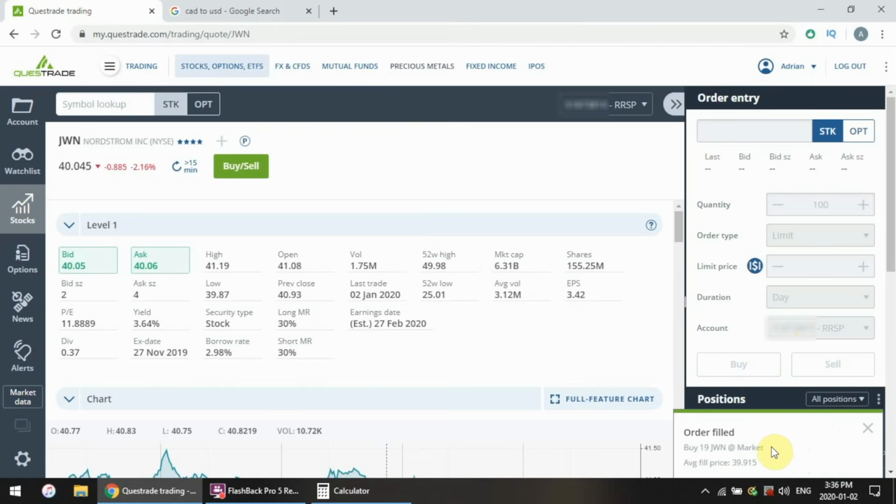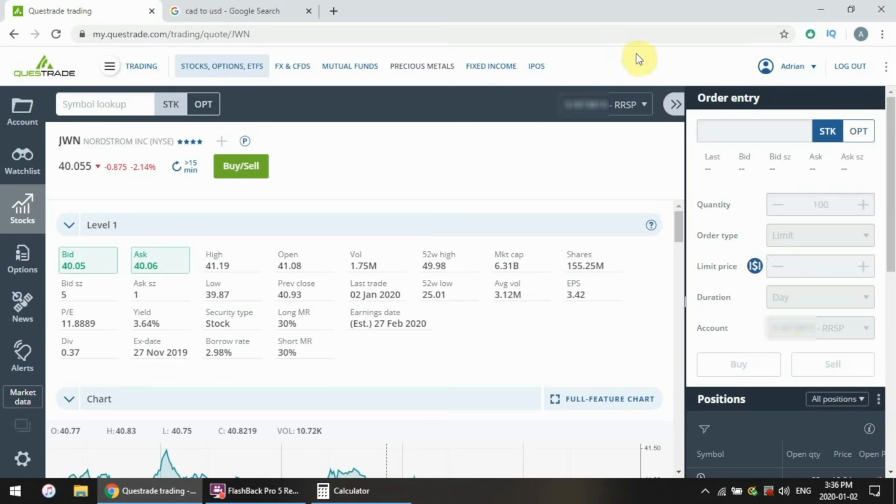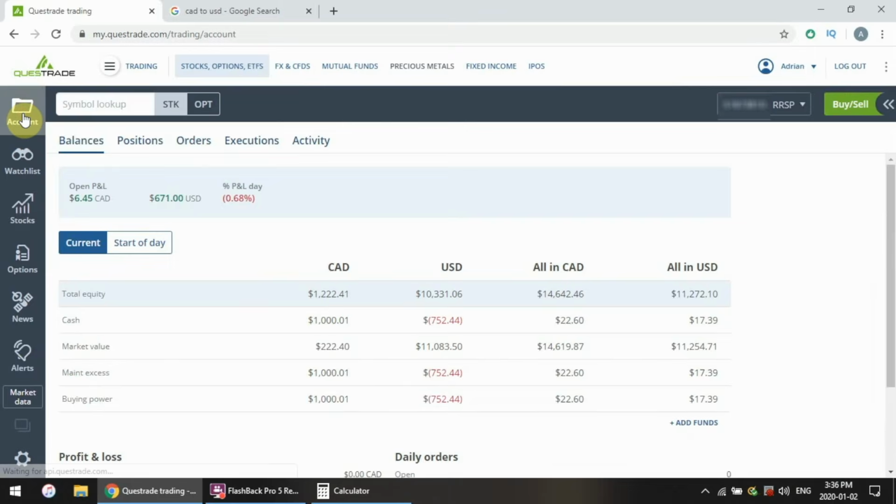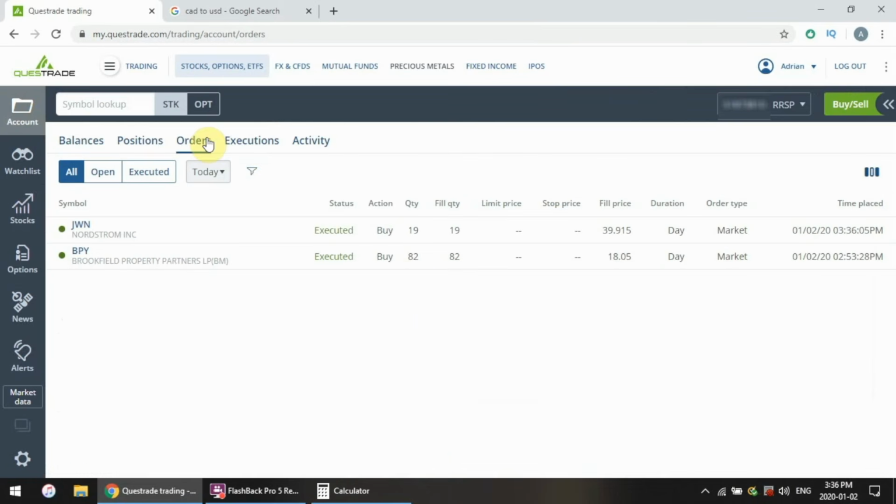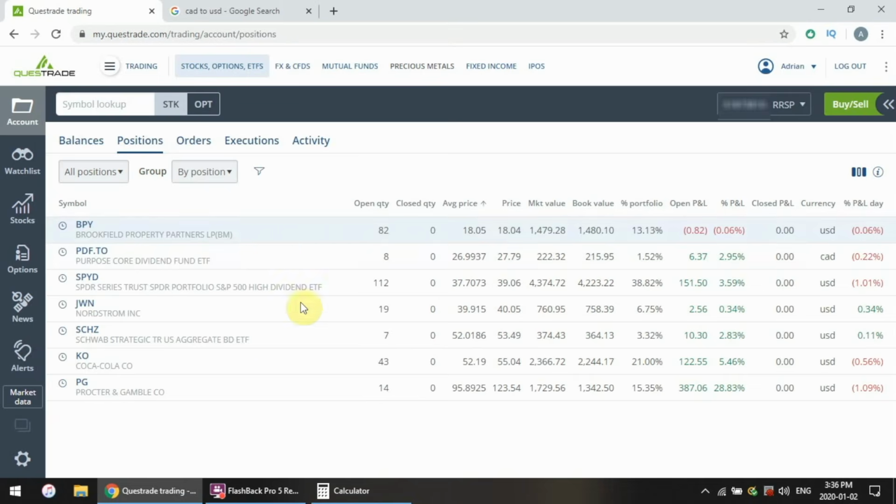I bought 19 shares. Let's confirm this. So let's go to account and orders. And you can see the 2 orders I executed today. Earlier today, I bought some Brookfield property, and just now, I bought 19 shares of Nordstrom at a price of $39.91 per share. Going into my positions, let's confirm that I actually own these stocks now. And I can see that I own 19 shares of Nordstrom stock.